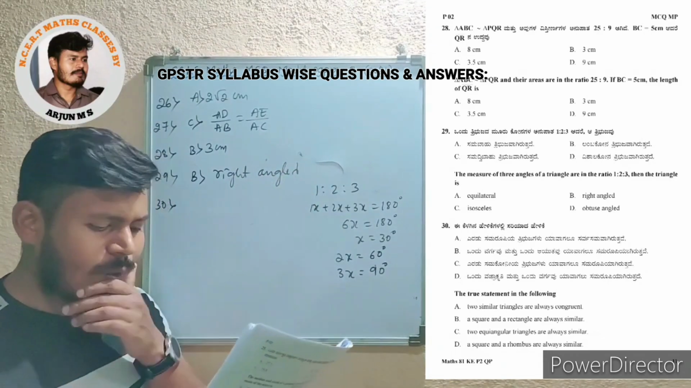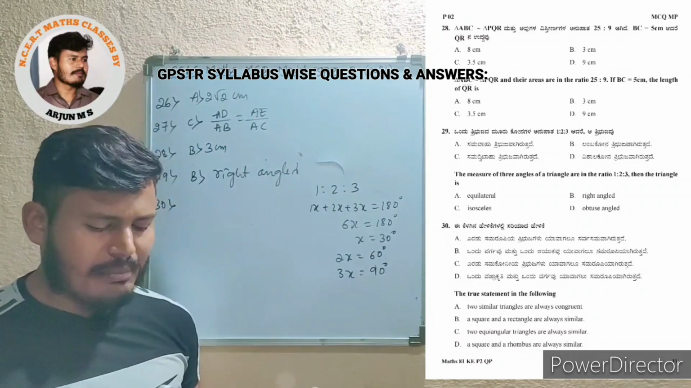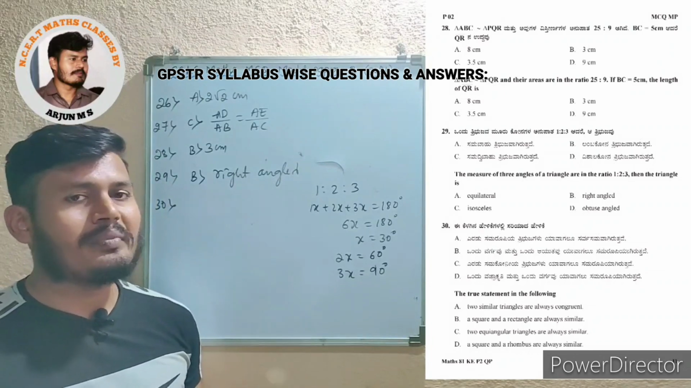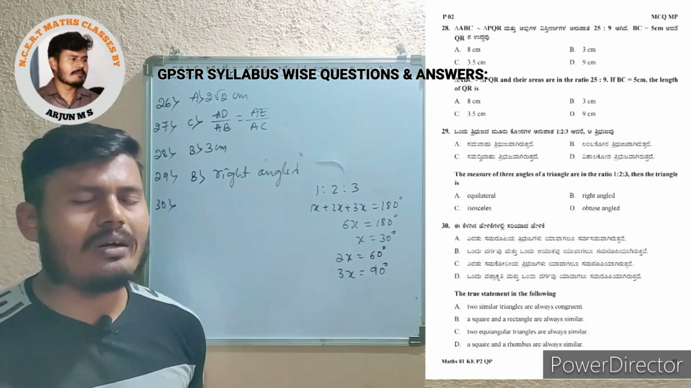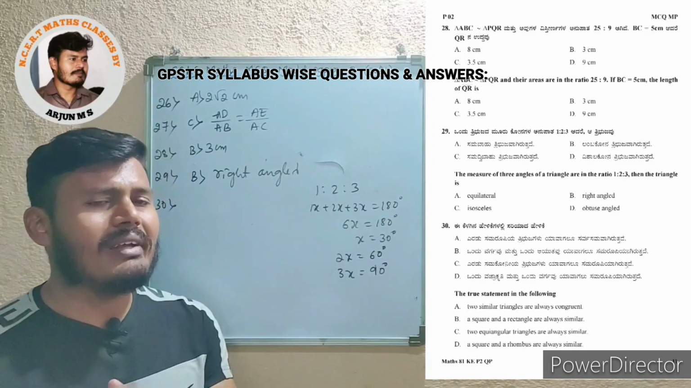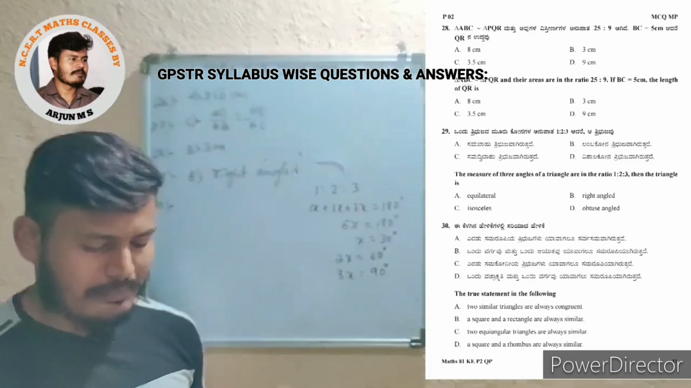30th question. The true statement in the following is. You just observe the first statement. Two similar triangles are always congruent. That is totally wrong, because each and every congruent figure is similar, but each and every similar figure need not be congruent.